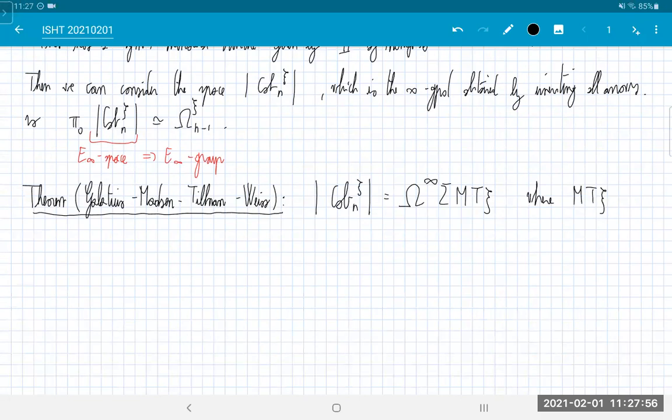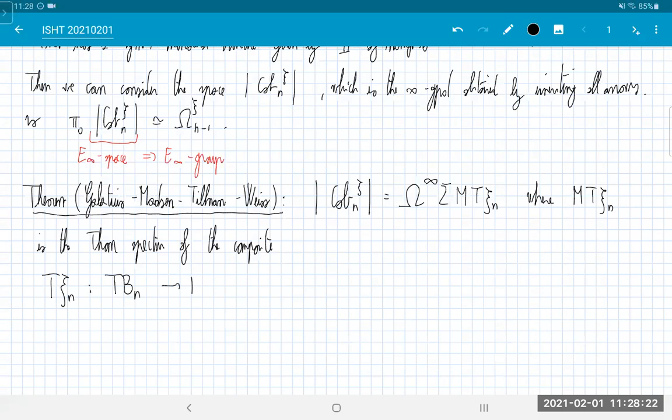Where MT xi is the Thom spectrum of the composite. Yeah, sorry, MT xi n. N is important. T xi n goes from TB n to BO n to BO, sorry, to spectra. And this is the one picking up the O n action, and I'll be careful, not on the sphere, but on its dual.